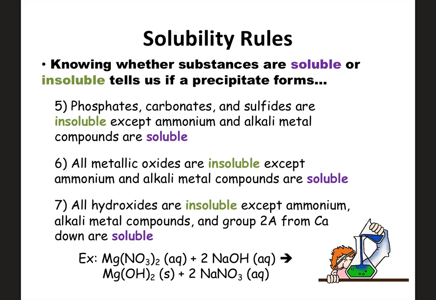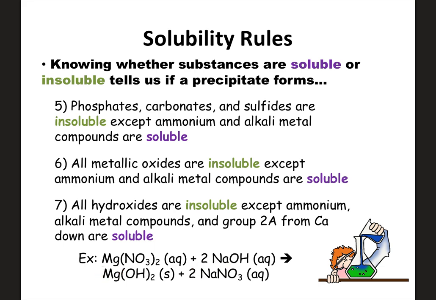But notice, when this reaction takes place, you get magnesium hydroxide here, and that's going to be a solid. Again, that hydroxide rule says that hydroxides are typically insoluble or solids, except ammonium or alkali metal compounds. Well, magnesium's not ammonium. It's not an alkali metal. It's in the alkaline earth metals. And then it says from calcium down. So calcium, strontium, or barium. It's neither of them. So it follows the rule. It's going to be solid.